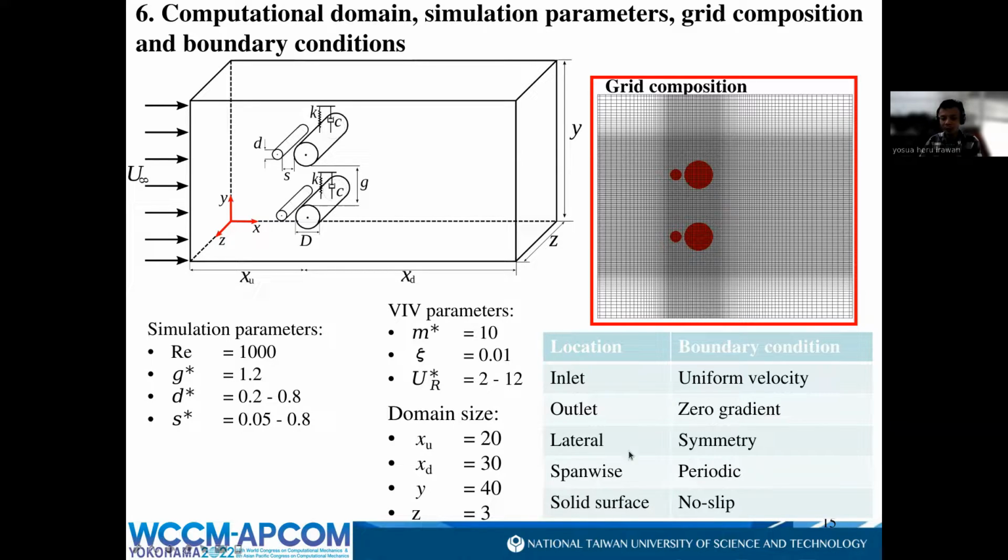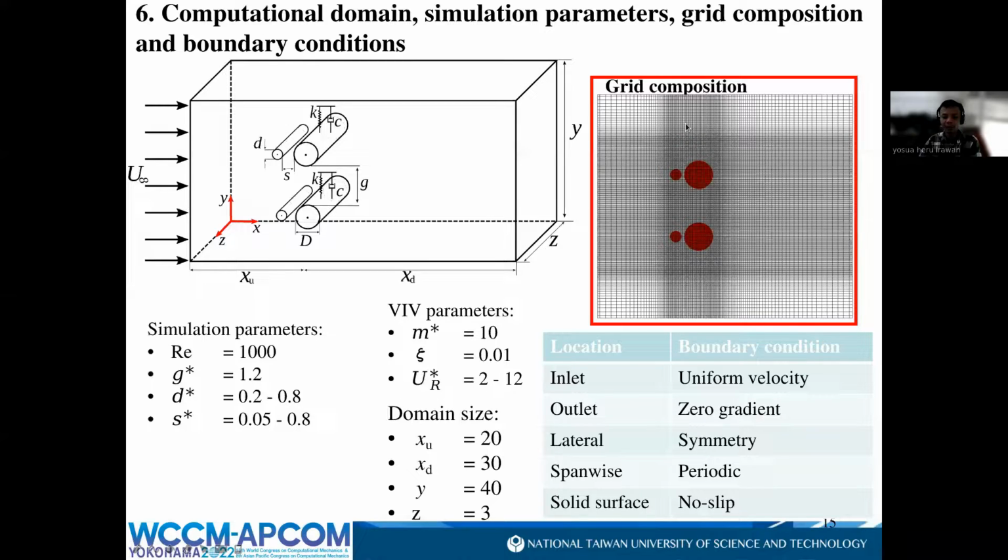For the boundary conditions, for the inlet we use a uniform velocity, or the Dirichlet condition. For the outlet, we use a Neumann condition, a zero gradient. For the lateral or cross flow boundaries, we use symmetry. For the spanwise boundary, we use a periodic boundary condition. And for the solid surface, for all vibrating structures and also for stationary structures, we use the no slip boundary condition.